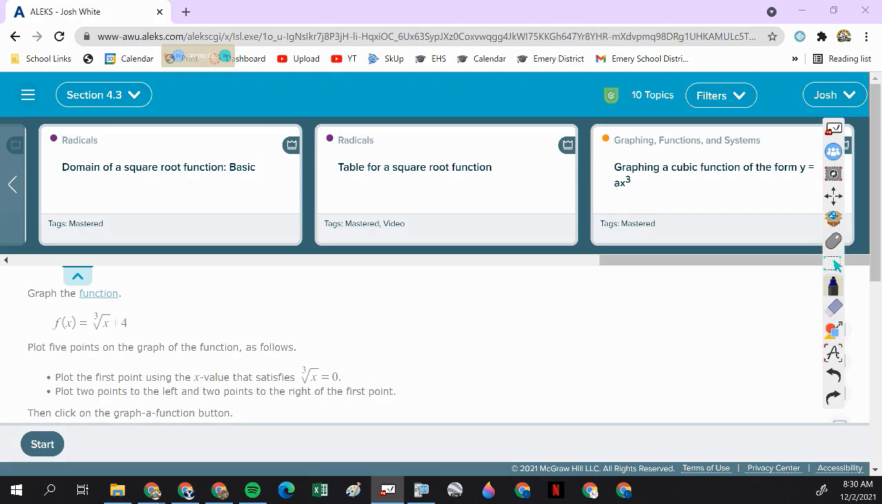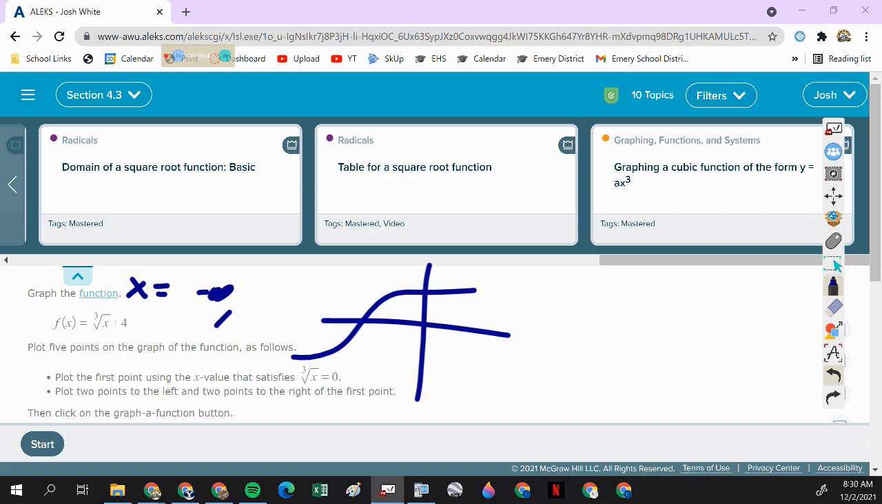If I had this graph and next to the third graph, what's the domain there? All real numbers. How do you represent all real numbers using interval notation? Well, what is the furthest number to the left? Negative infinity. What is the furthest number to the right? Infinity. And infinity always gets a parenthesis.